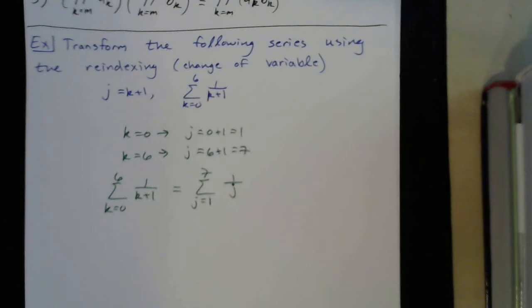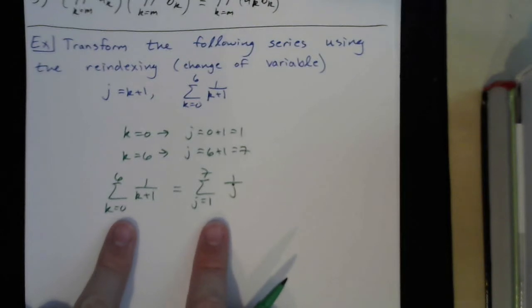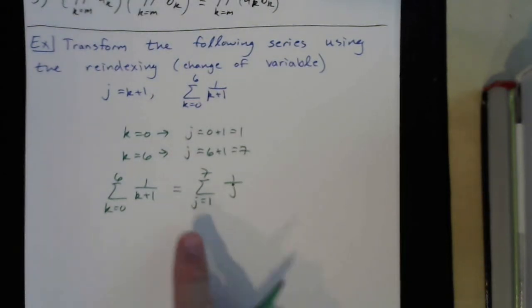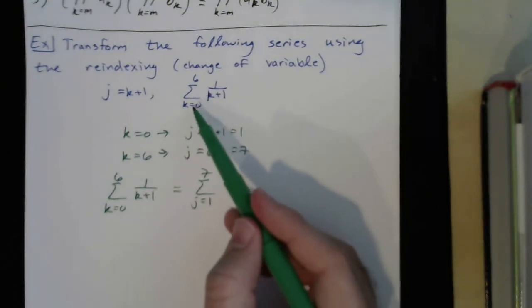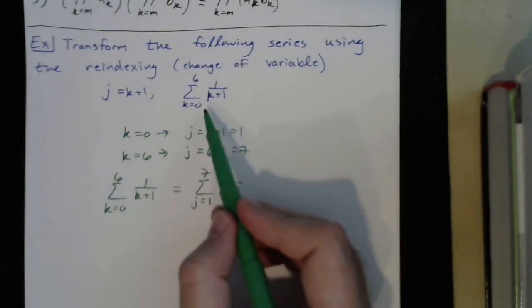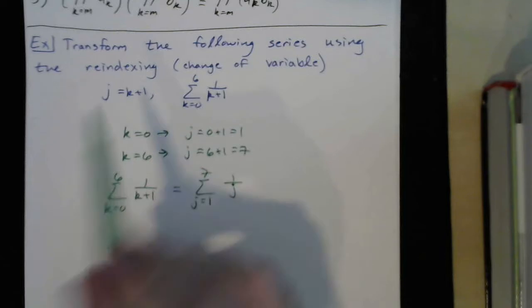So it's a reindexing. These summations are equivalent. This one's in terms of k, this one's in terms of j. And we can redefine our index any way we want. I just happen to use this one. But anytime you're reindexing or changing variable, you want to make sure that you look at your lower and upper bounds for your summation, and make sure that you are switching any of the old variable to the new variable.